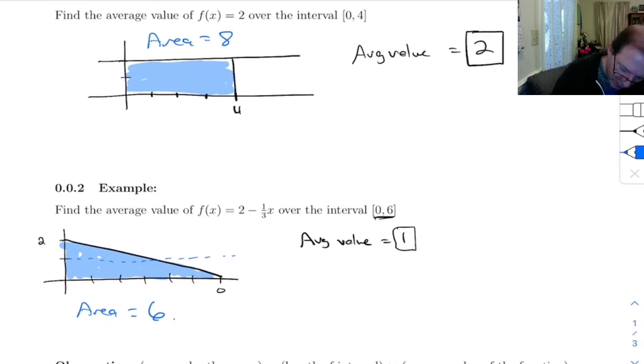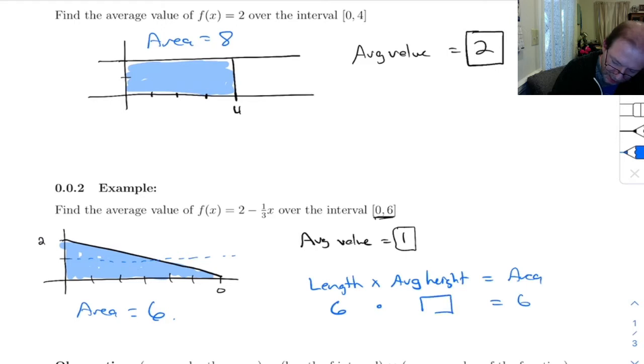So notice, if you take the length times the average height, what you get is the area. In this case, the length of the thing is 6. The area is 6, and so the average height is 1. And ditto up here. The length is 4. The area is 8. And so the average height is 2.